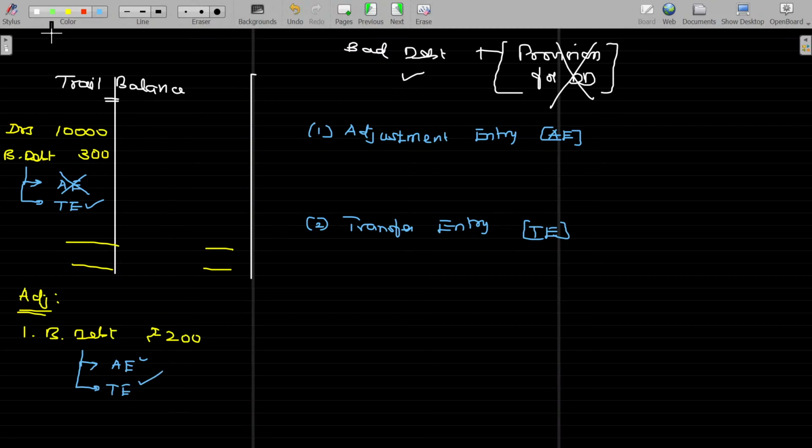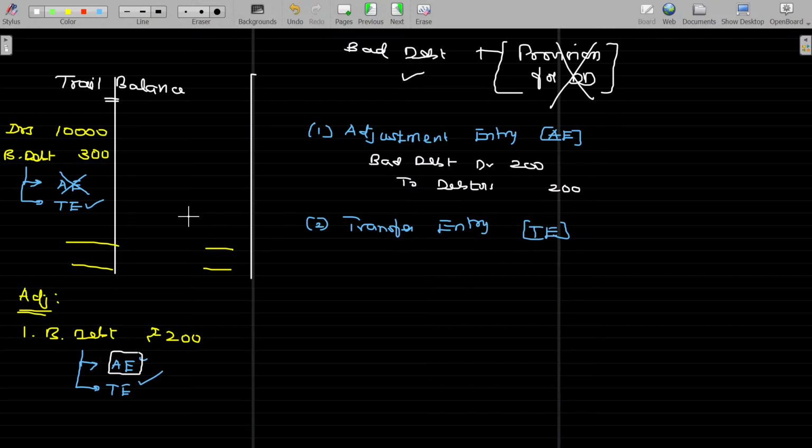Right. For the adjustment entry in the second one, we don't have an adjustment entry for the bad debt given in the trial balance, only for the bad debt in the adjustment. So the entry being bad debt account debit to debtors, this value being 200.